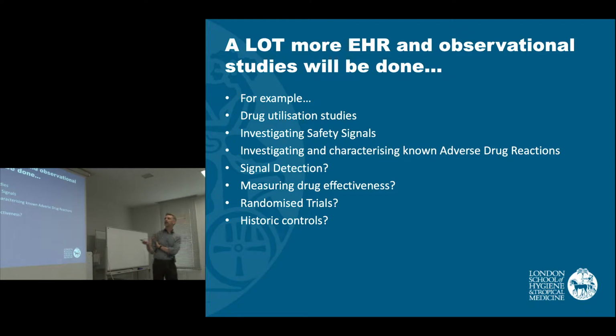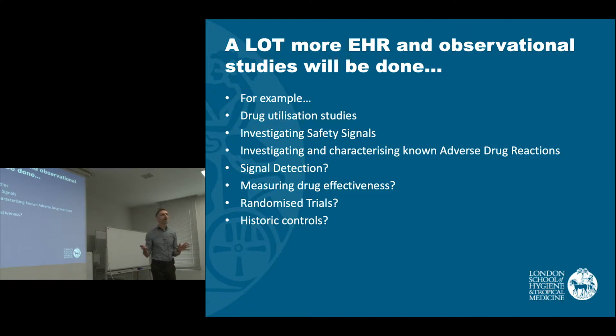And I've got bullet points, but basically the sorts of things we can investigate using electronic health records are drug utilisation. That's quite easy, and I'll show you an example in a minute. We can investigate safety signals, or we can investigate known adverse drug reactions. These three we've been doing for many years using electronic health records, and I would say that we've got very well established methodologies for doing it. We understand the limitations, we understand how best to understand the evidence and how to explain it to people.